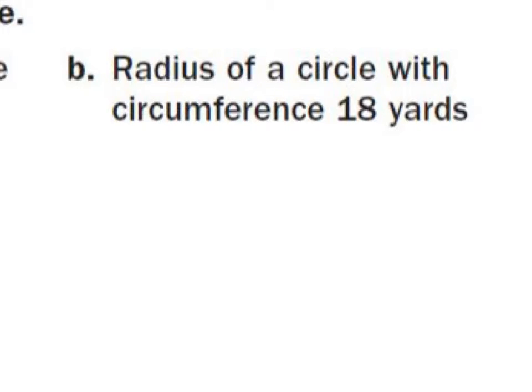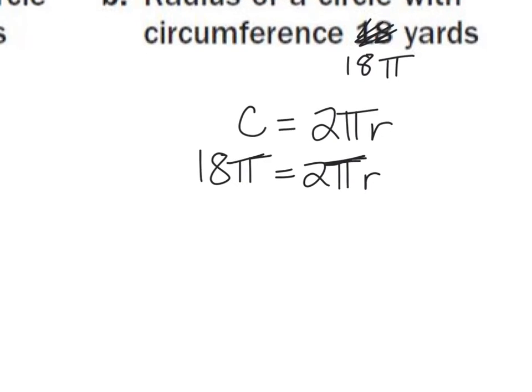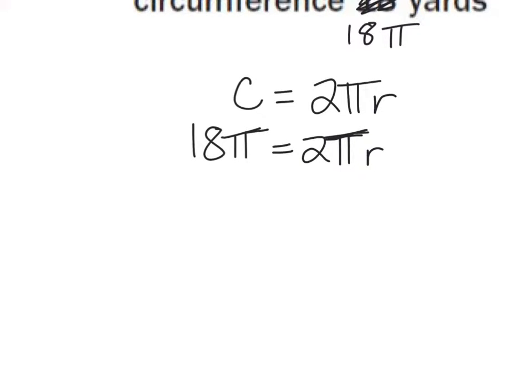Okay, it says find the radius of a circle with a circumference of 18 yards. I want you to change it to say 18 pi yards. So you're solving for the radius. So you're going to use 2 pi r again. You know the circumference, so substitute. And then we're going to solve. To get r by itself, what do I have to divide by? 2 pi, which you can do all at once. So divide by 2 pi on both sides.